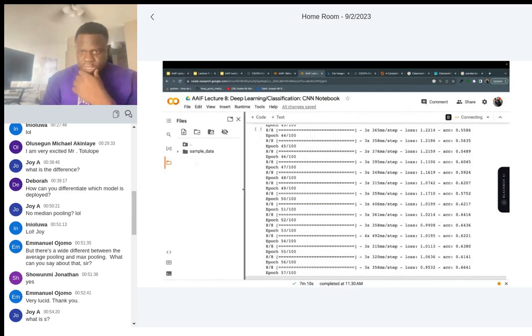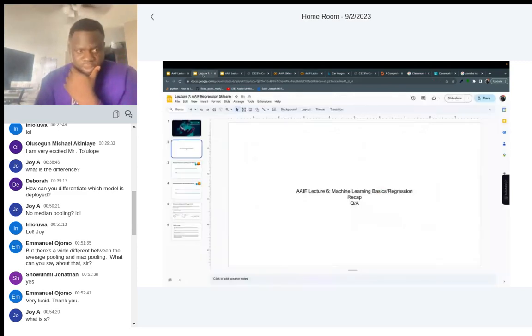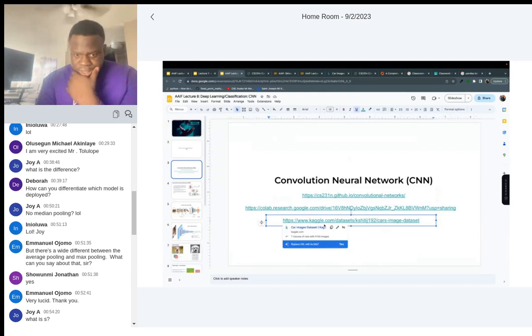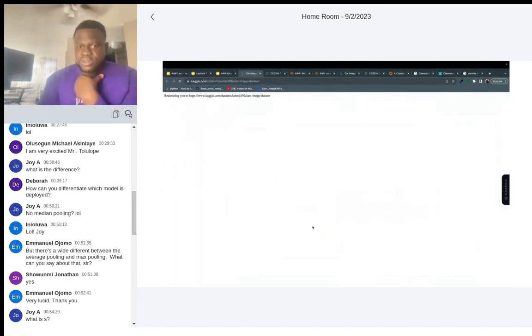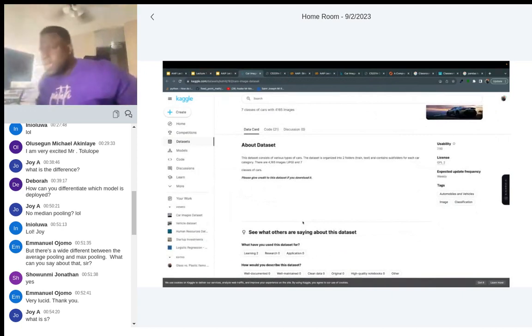Reconnect. Oof, my data has gone. So now we want to do a case study. Now, what's the case study? The case study is car identification. We have images of cars, and we want to be able to identify them.